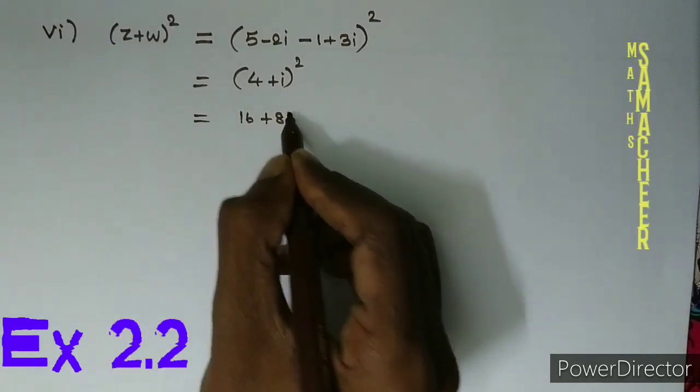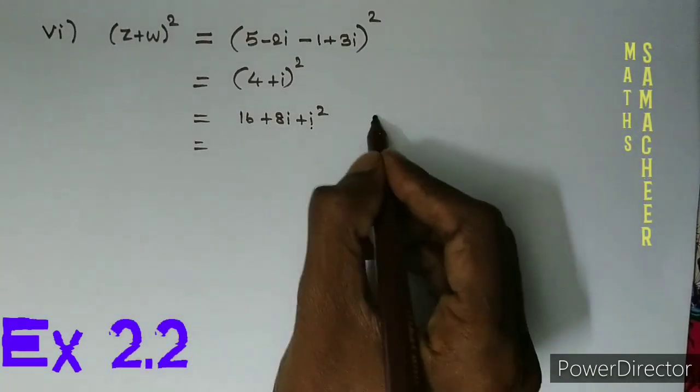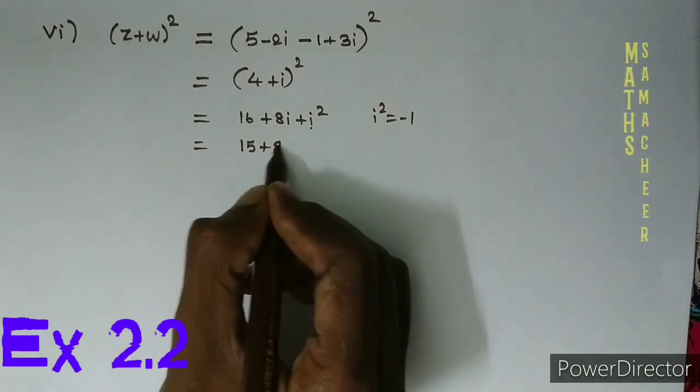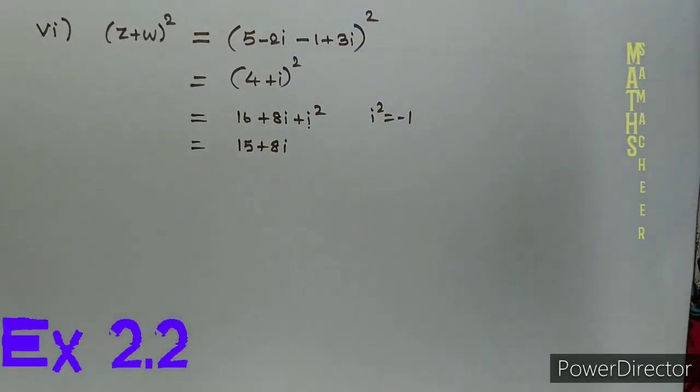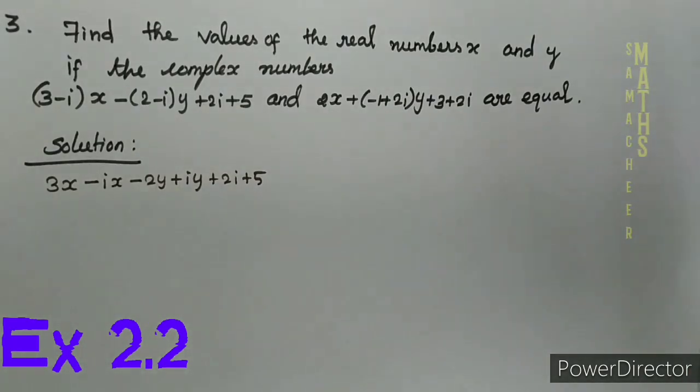That is (4 + i) whole square: 16 + 2 into 4 into i, that is 8i, and the last one i square, which is minus 1. Therefore 16 minus 1 is 15 plus 8i. This is actually similar to the previous answer, because this is (a + b) whole square, which is a square plus 2ab plus b square.